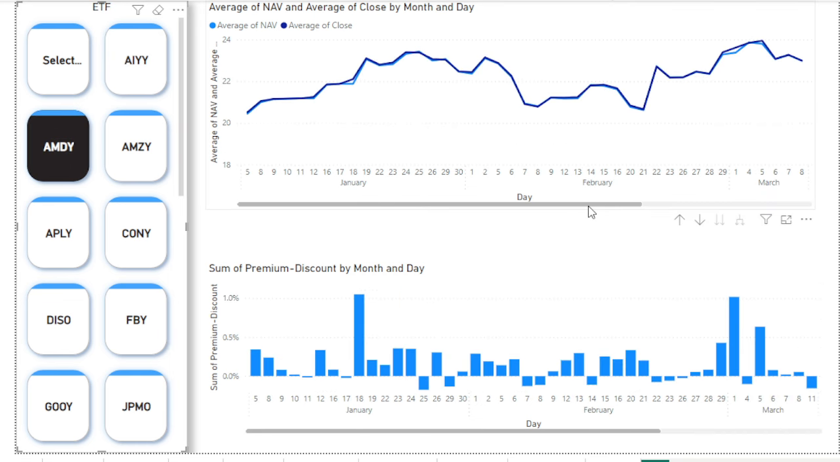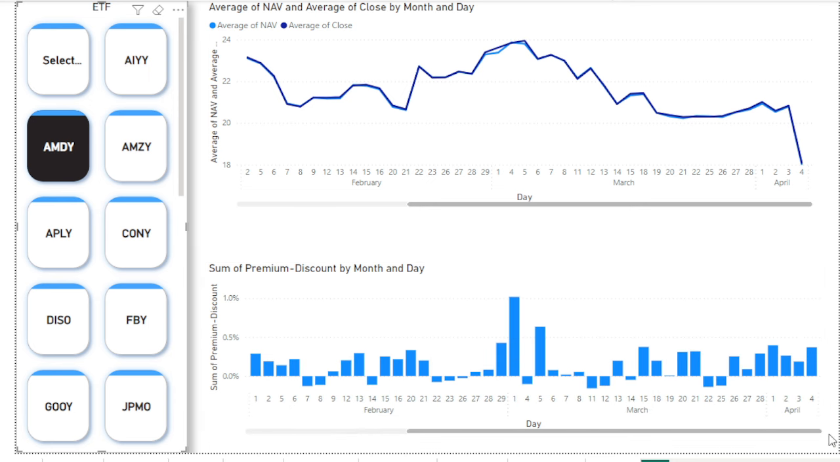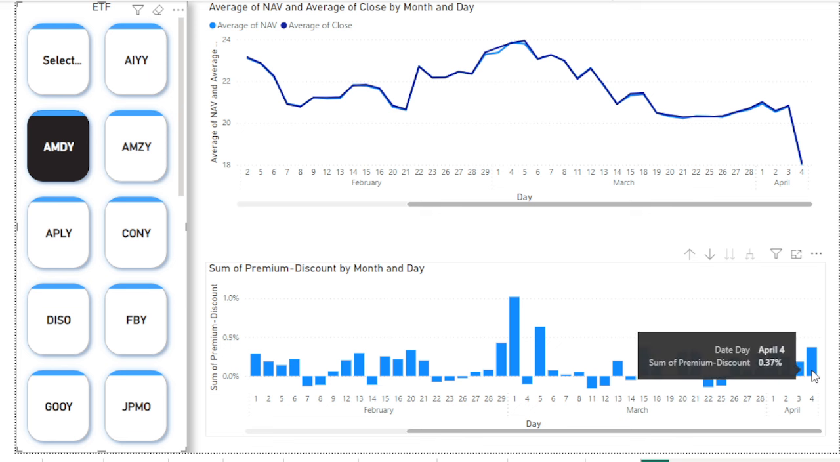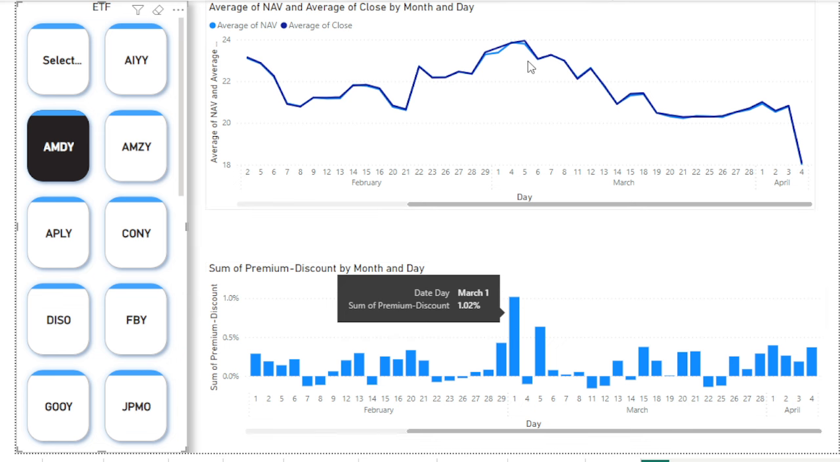And then likewise, if I go to AMDY, I can see, oof, it took a nosedive in terms of the actual NAV and the actual close. But it's kind of funny to see people are still overpaying, even though the performance of the net assets has been poor. You can see this over the change in time. If you go back here all the way to March 1st, people way overpaid, and then you can see the subsequent decline. So I think this could be very helpful in the future.